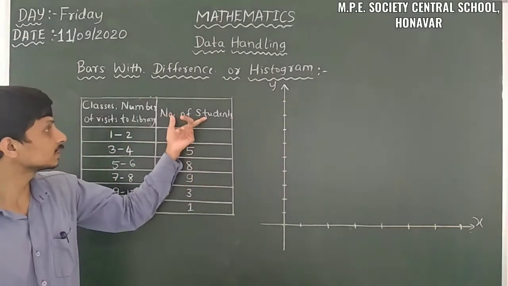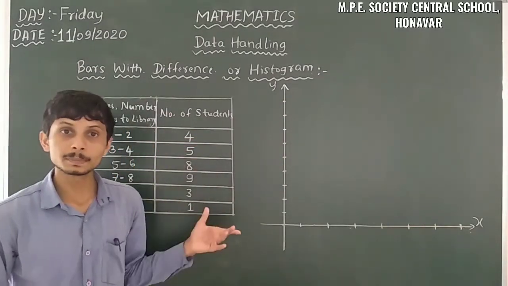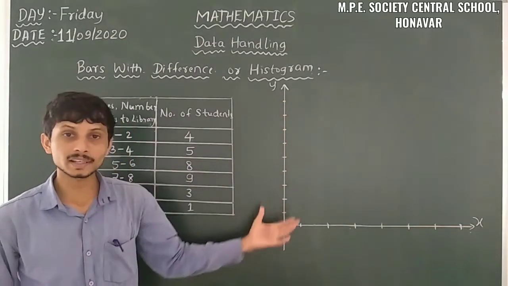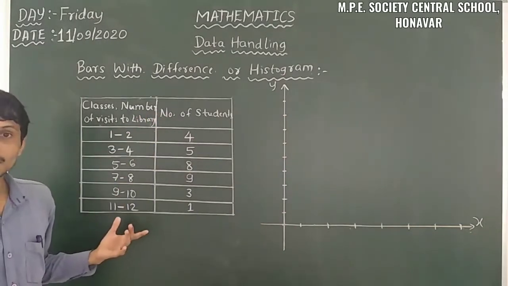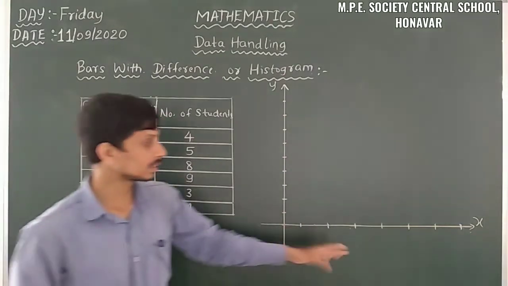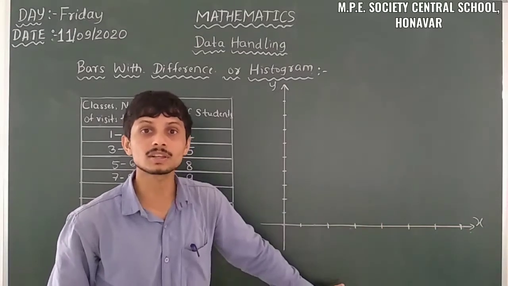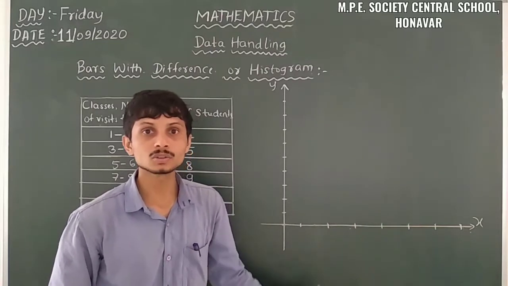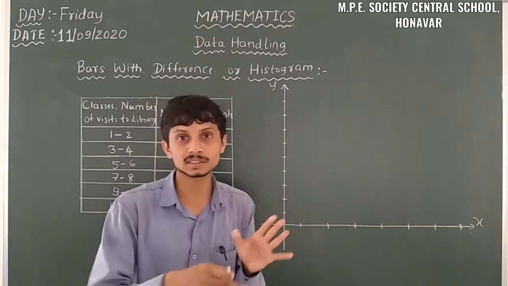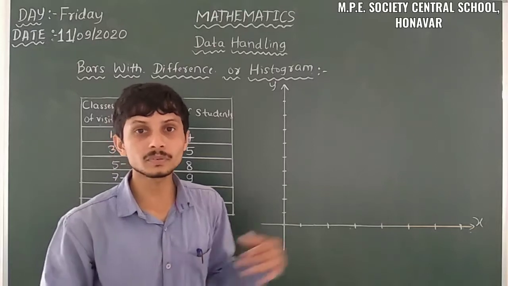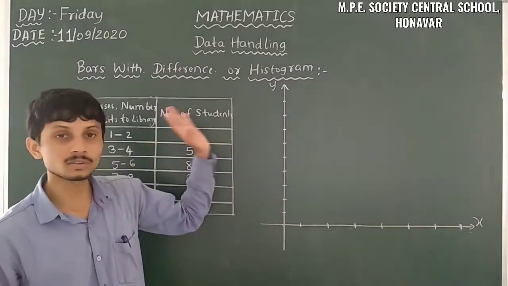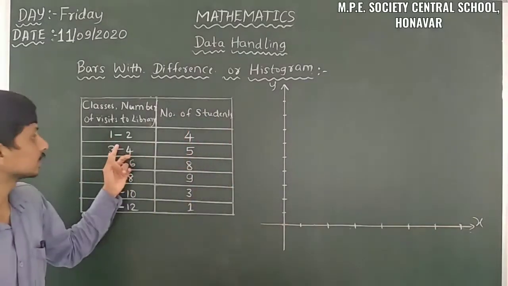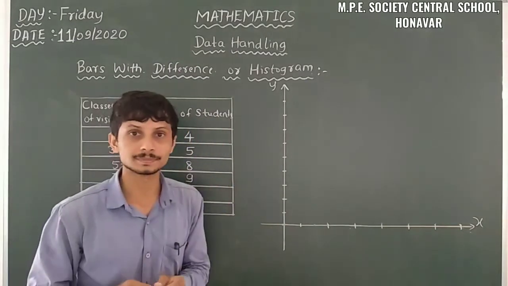What is the frequency? Number of students is the frequency. We take the number of students on the y-axis, and the classes on the x-axis. That means we always represent the class interval on the x-axis. When the class intervals are represented along it, we can easily analyze which class interval has the highest frequency. So here we take the number of students, and here the class interval.